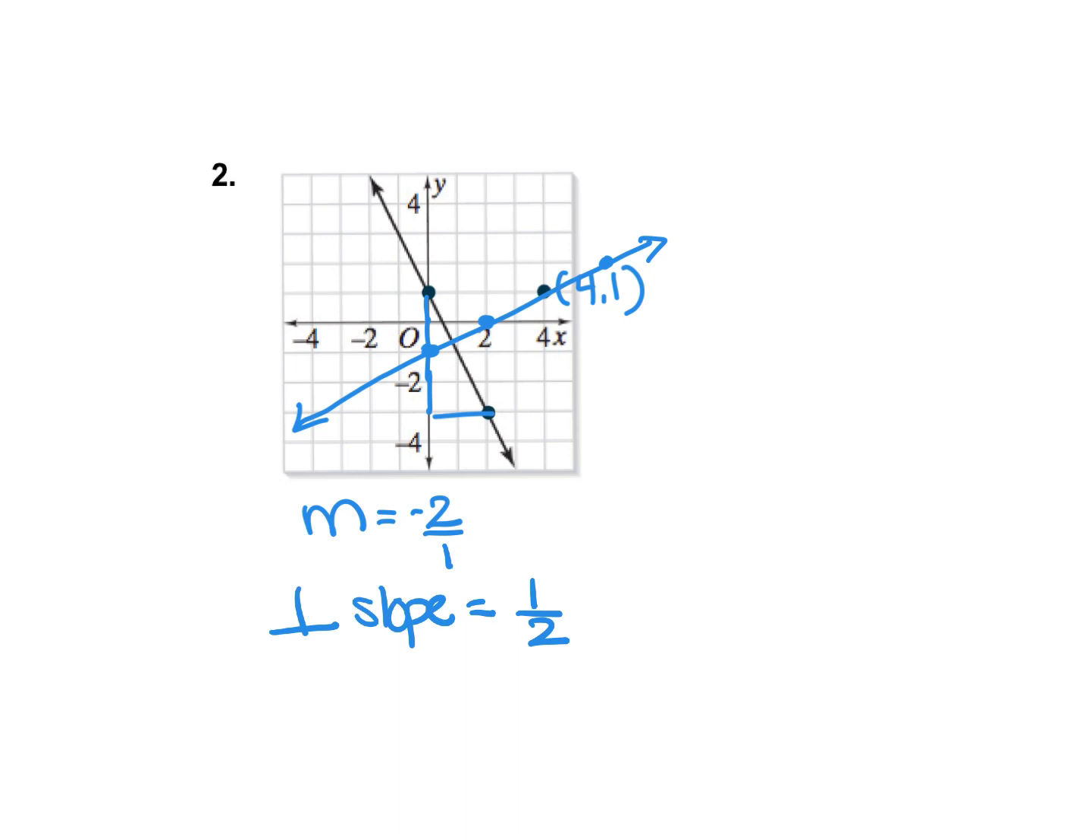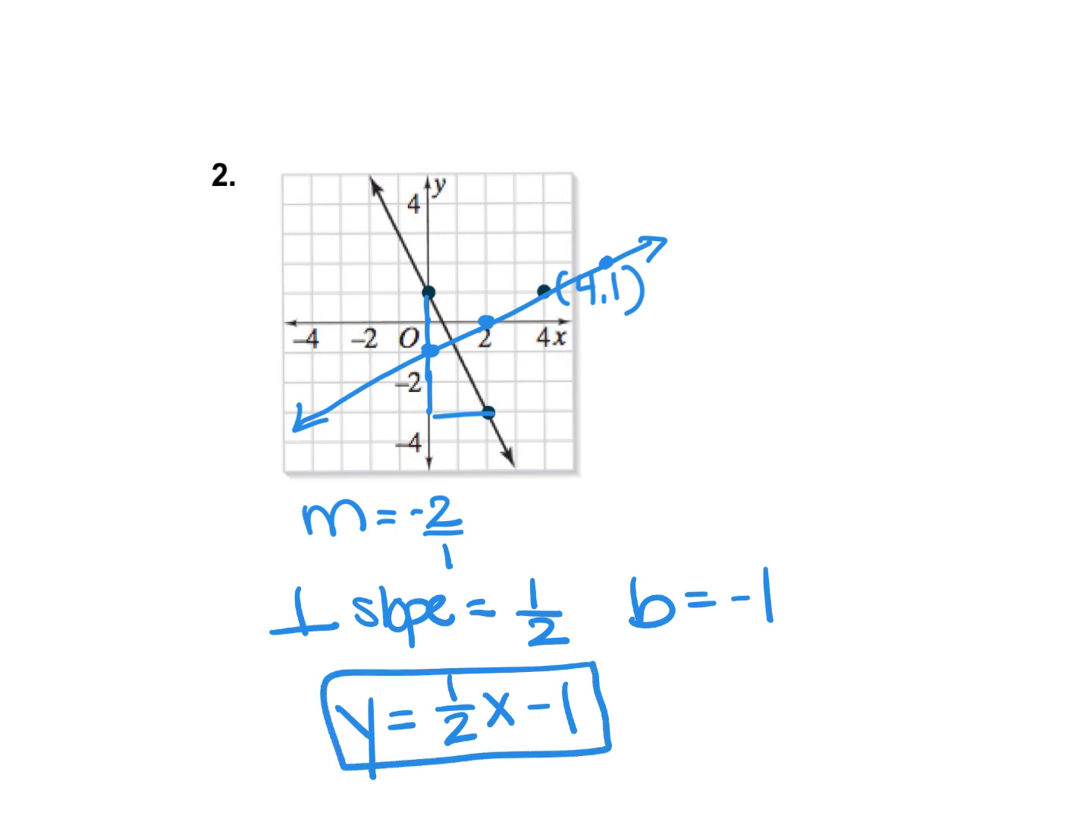And so for the equation for that, our new line is crossing the y-axis at -1. We're going to have y is equal to our slope, 1/2 x, and then our y-intercept is -1. In this lesson, we took a look at how to write equations for perpendicular lines.